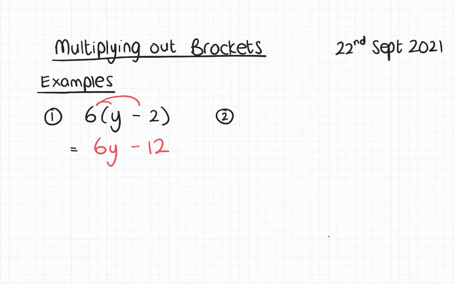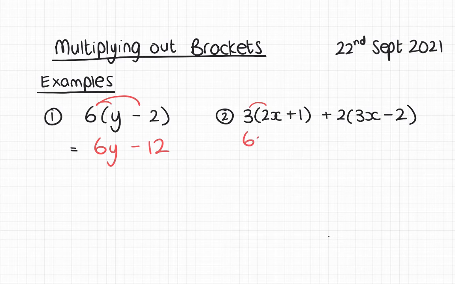And I said, well, what would I do if I had 3 brackets (2x plus 1) plus 2 brackets (3x minus 2)? And we said we'd do exactly the same thing, but we'd multiply out each pair of brackets separately. So we do the first bracket, 3 times 2x is 6x. 3 times 1 is 3. Positive 2 or plus 2 times 3x is plus 6x. And a positive 2 times a negative 2 is negative 4.